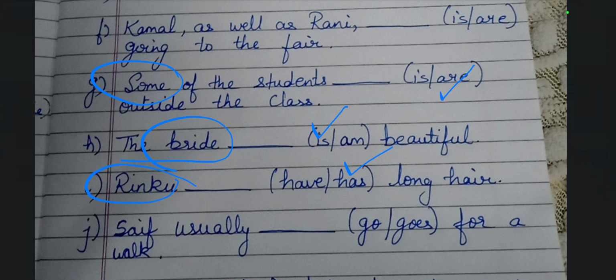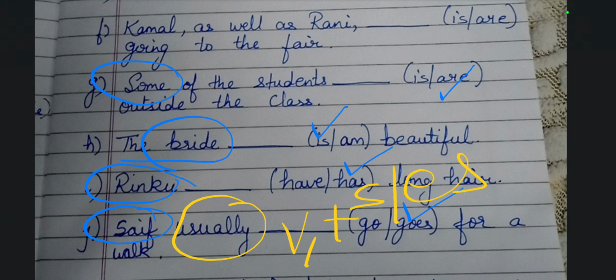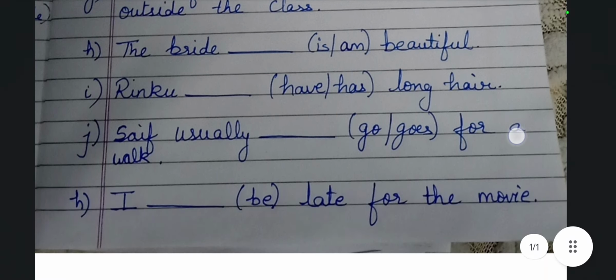Next, Saif usually dash for a walk. Again, singular subject, singular verb. It is written usually. Can you see this? Usually. This word shows that it happens as a routine. So when you're talking about routine, what tense do you use? Simple present tense. As I told you earlier, simple present tense with verb first form. What do you use? S or es. I hope this is clear to all of you.